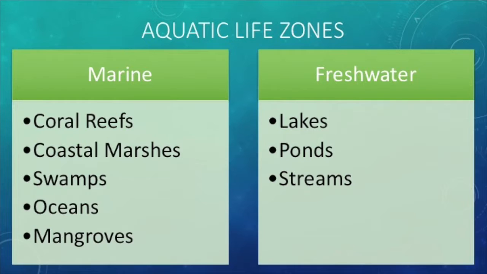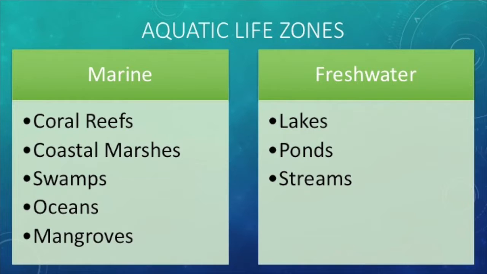In aquatic systems, they are called aquatic life zones. The two major types of aquatic life zones are marine and freshwater. Marine life zones include coral reefs, coastal marshes, swamps, oceans, and mangroves. Freshwater life zones include lakes, ponds, and streams.